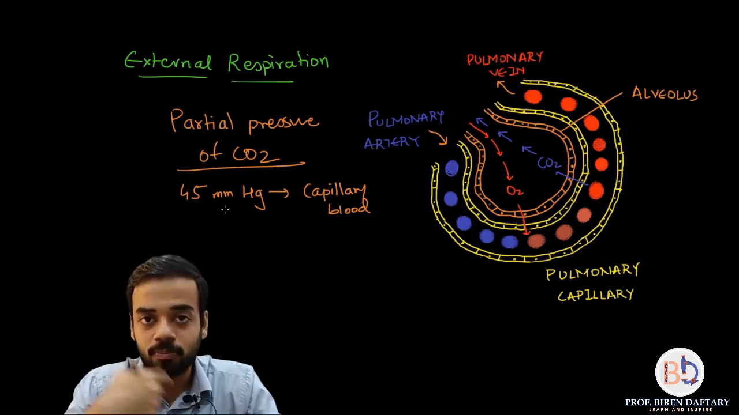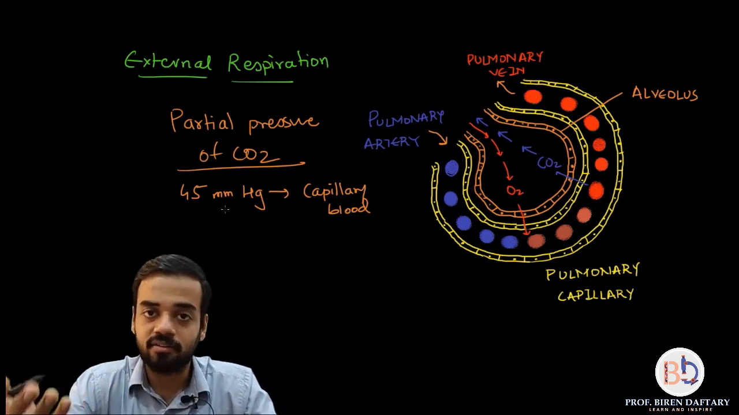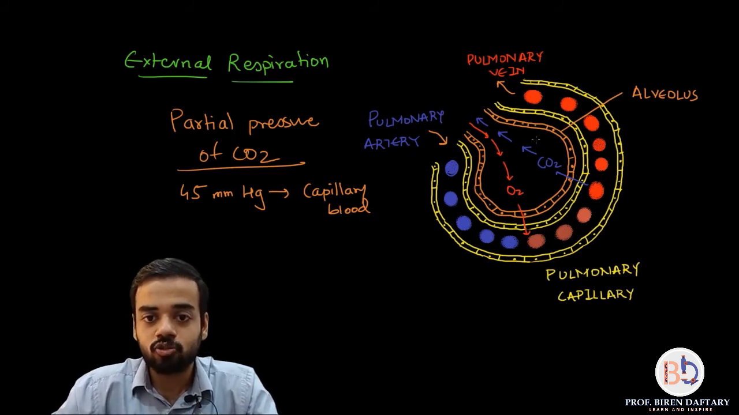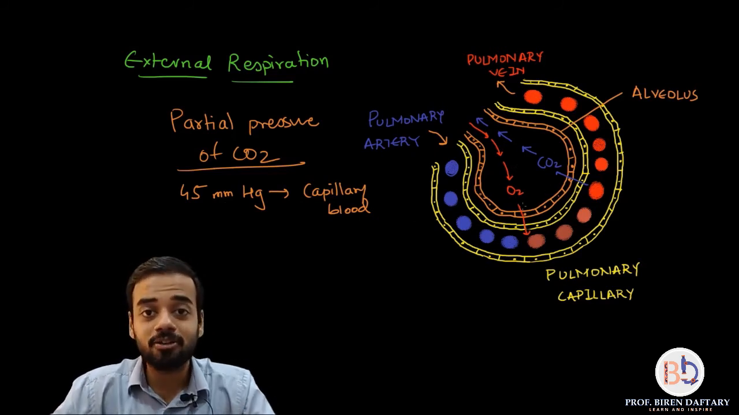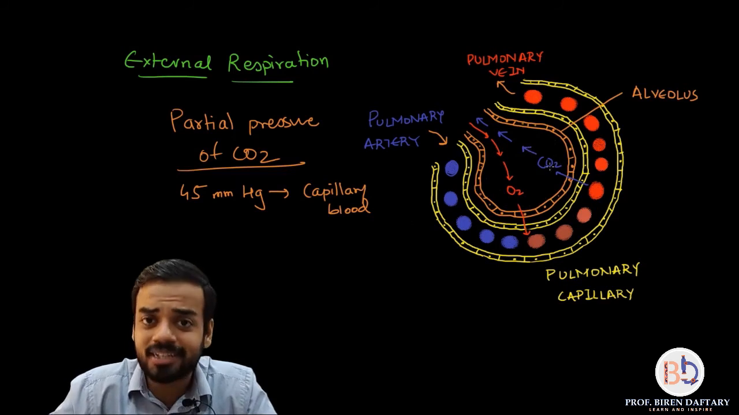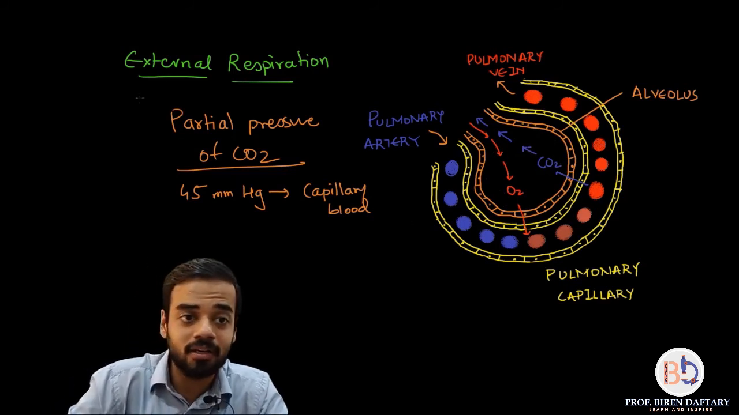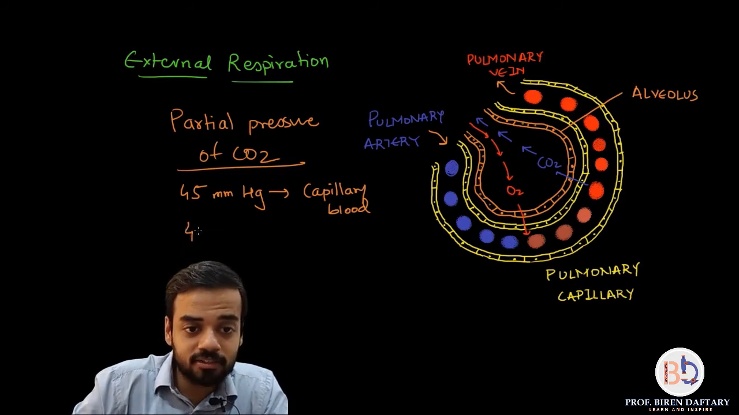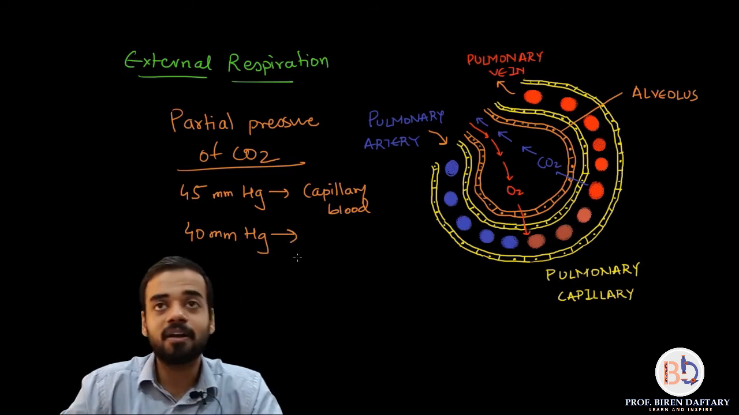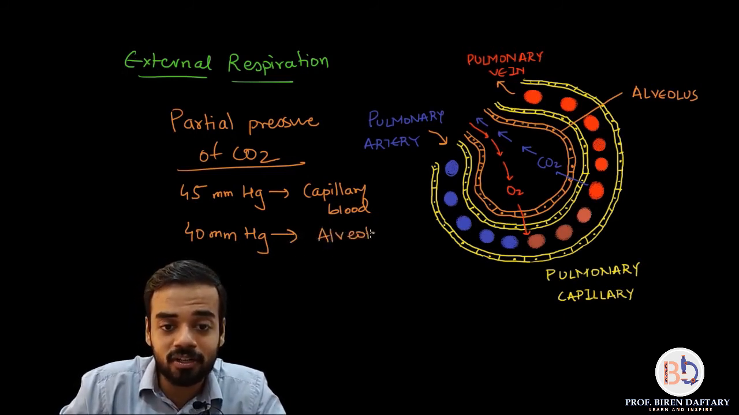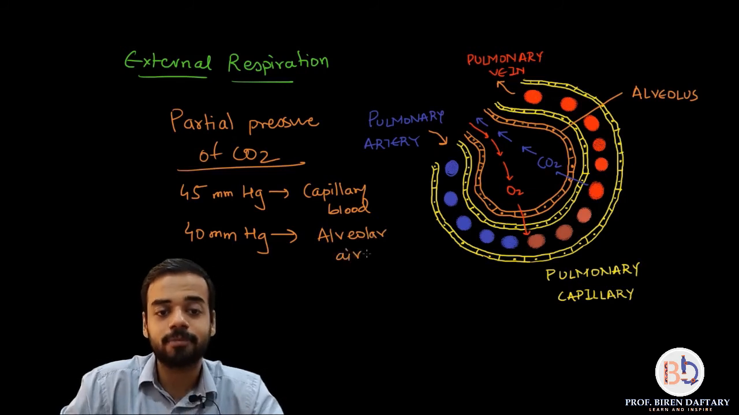Similarly, the air that you breathe in, obviously air will also have carbon dioxide. So carbon dioxide also enters your alveoli. So the pressure of carbon dioxide in the alveoli will also be there, but it is not as much as compared to the pressure of carbon dioxide in the blood. That pressure is 40 millimeters of mercury, which is the partial pressure of carbon dioxide in alveolar air. Alveolar air means air present in the alveoli.